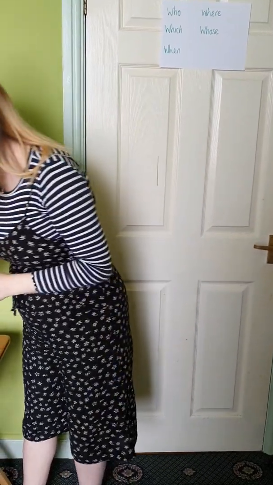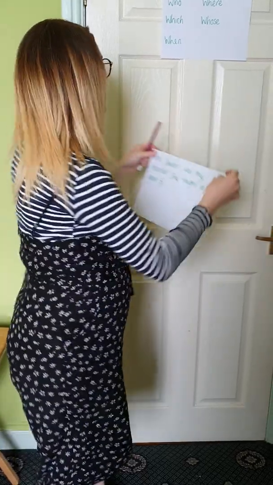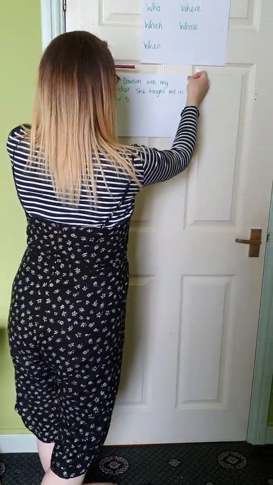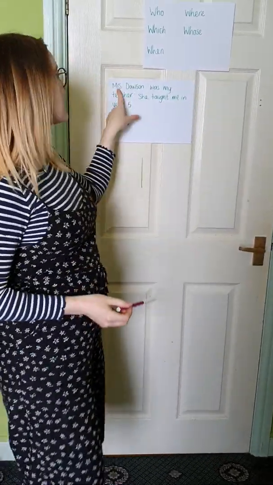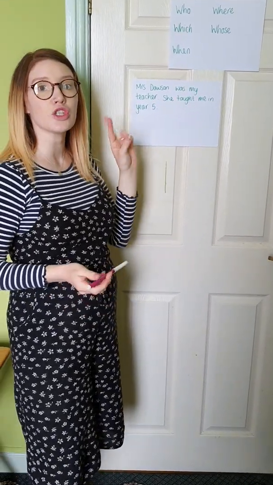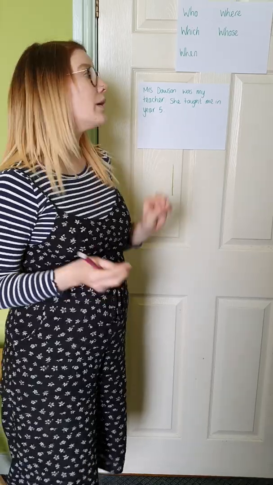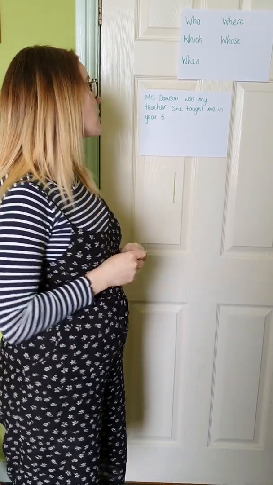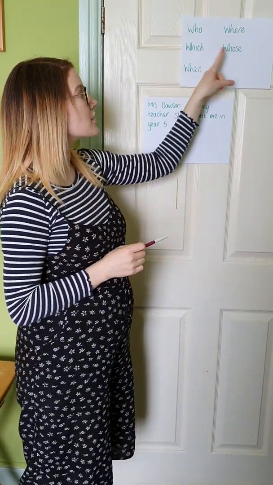I'm going to keep them up there, and we're going to see which of these relative pronouns fit into my sentences. Okay, so first of all, my first two sentences are, Mrs Dawson was my teacher, she taught me in Year 5. So these are two separate sentences. We need to make them one sentence with a relative clause. Okay, we're going to add a relative pronoun to do that. So here's our relative pronouns to pick from.